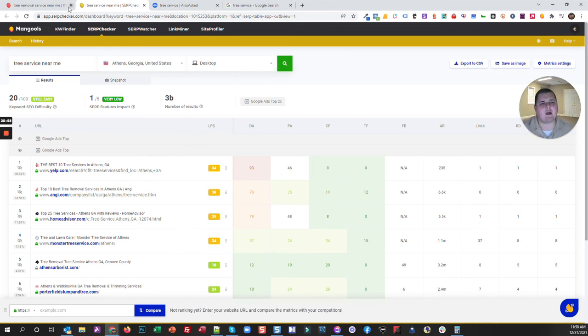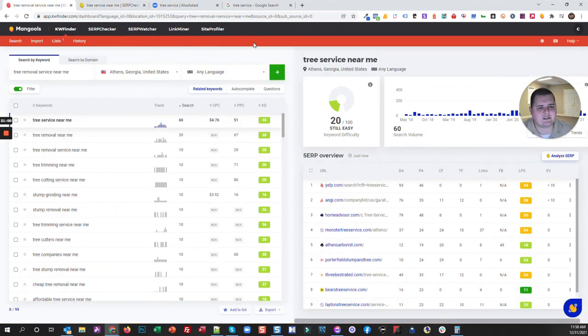So I hope that helps you. That is how I use Mangools' KWFinder to do some quick research and identify low-hanging fruit for our services, whether it's rank and rent or a client's website that you're trying to rank. That's how we go about it. I hope that helps, guys. Next, we're going to take a look at how we identify our competition and see exactly what it's going to take to outrank them.